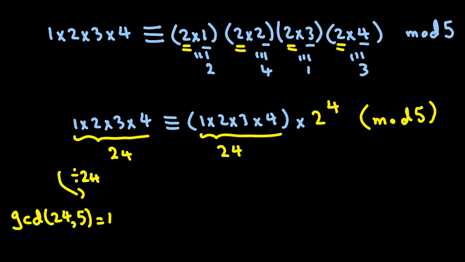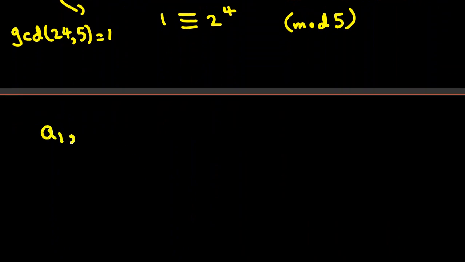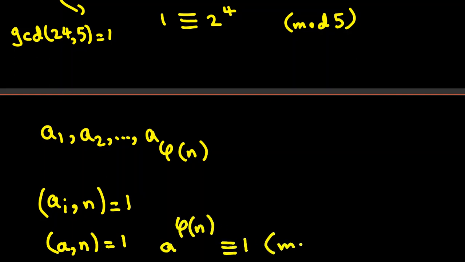Okay, so if you divide both sides by 24, 1 is congruent to 2 to the 4 mod 5, and it's 2 to the power of phi of n. So if you want to generalize this for variables, it is exactly the same. You say a1, a2, to a phi of n. We have these numbers. They are relatively prime. a_i and n are 1. Now we said a and n is 1. The problem is prove Euler's theorem: a to the phi of n is 1 mod n.